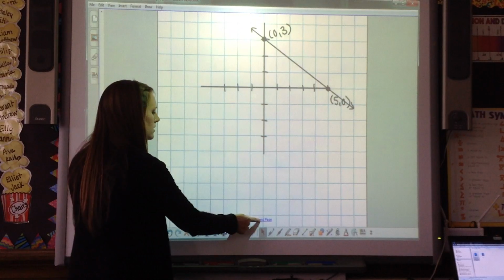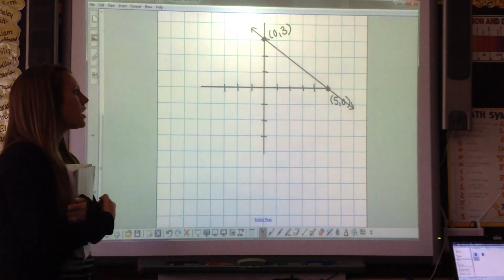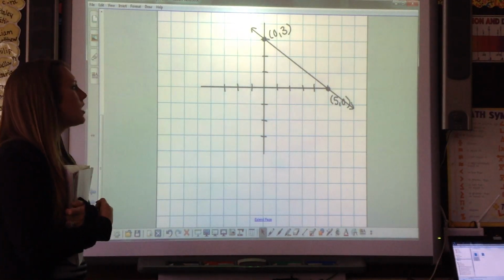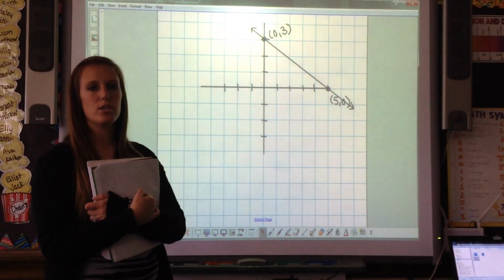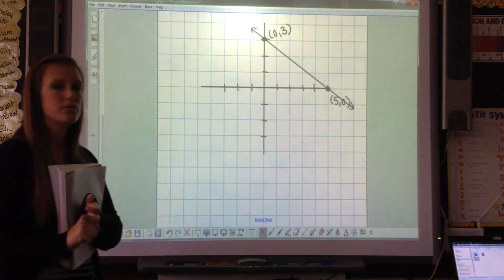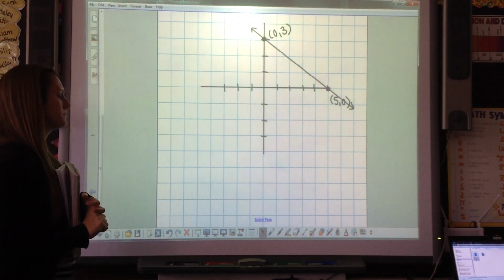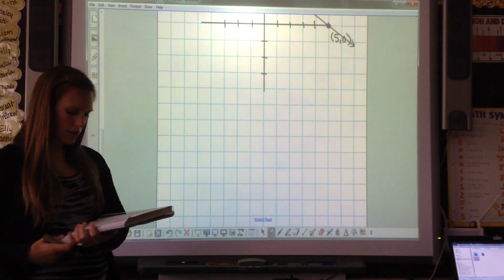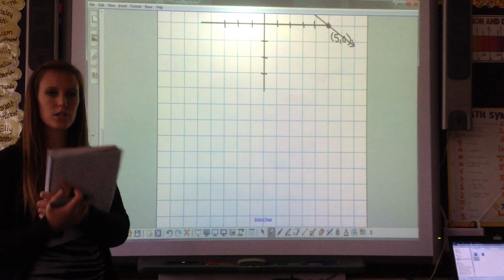Okay, same thing here. I want you to push pause and copy this graph into your notes. I also want you to try to make the equation on your own. Find slope and then find the y-intercept, put it into an equation. Our next section is write an equation given 2 points.